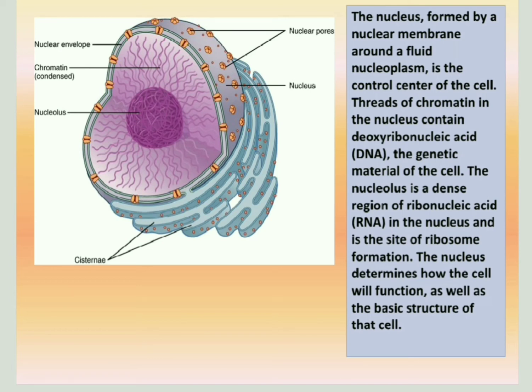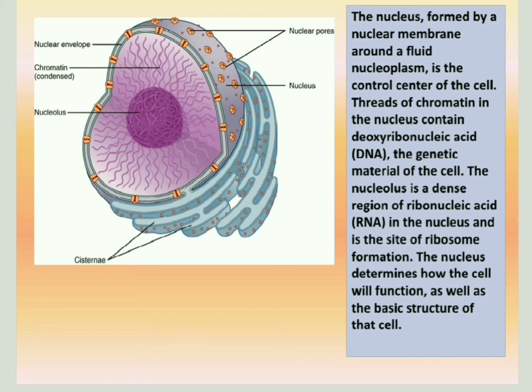Then the threads of the chromatin, here you can see the condensed chromatin. The chromatin has the DNA, the genetic material of the cell, which can be transferred from one generation to another. It is in the nucleus, in the chromatin. The nucleolus is a dense region. Here you can see a nucleolus is also there.